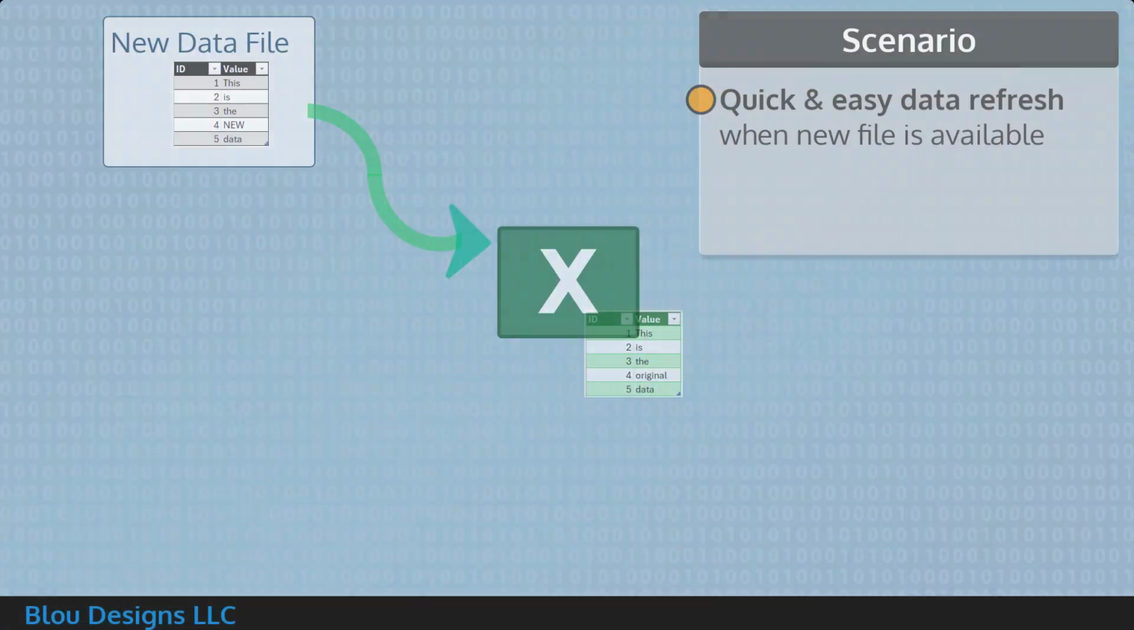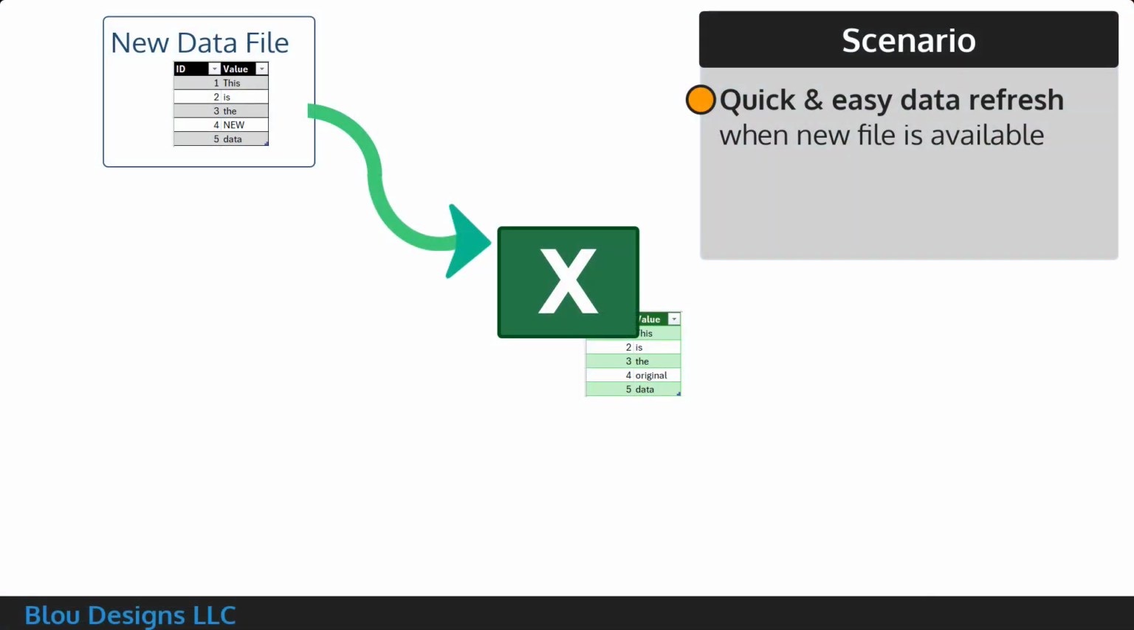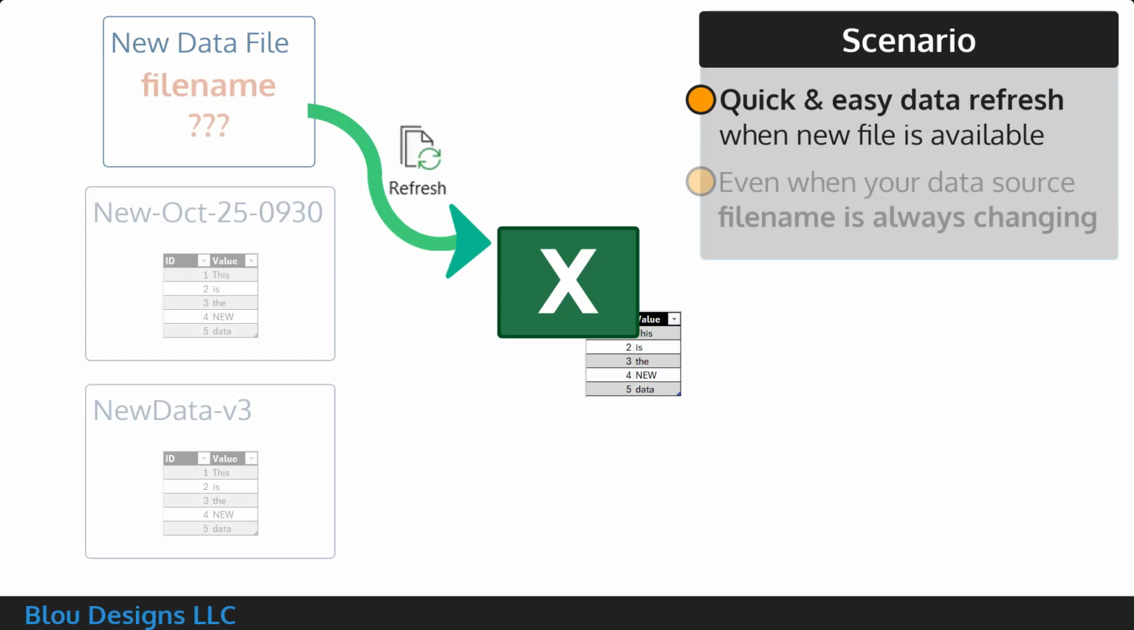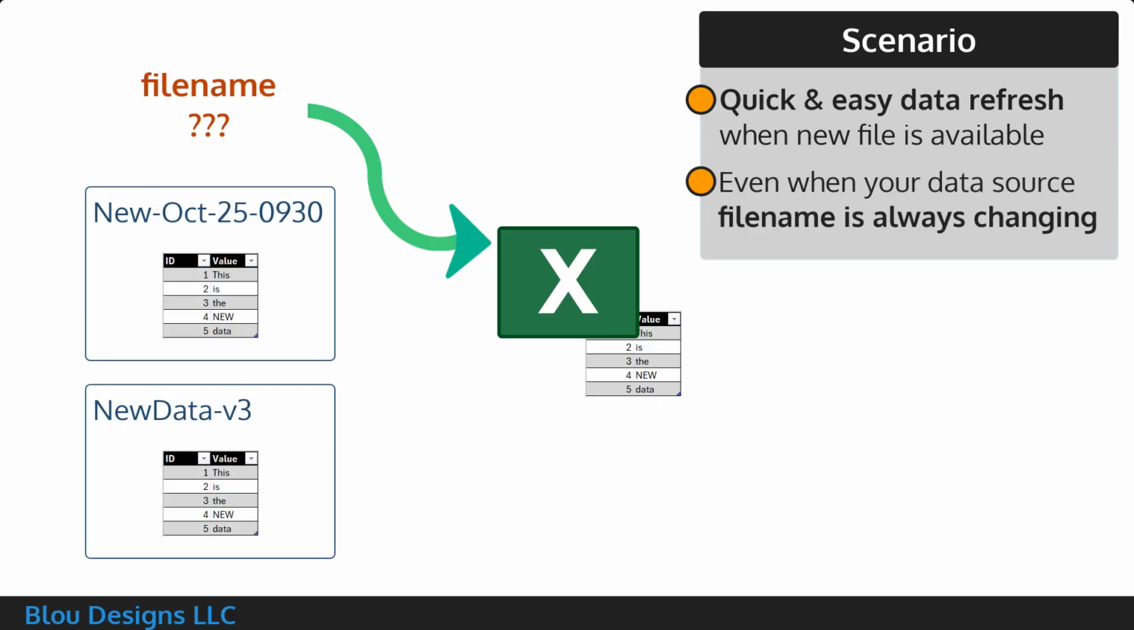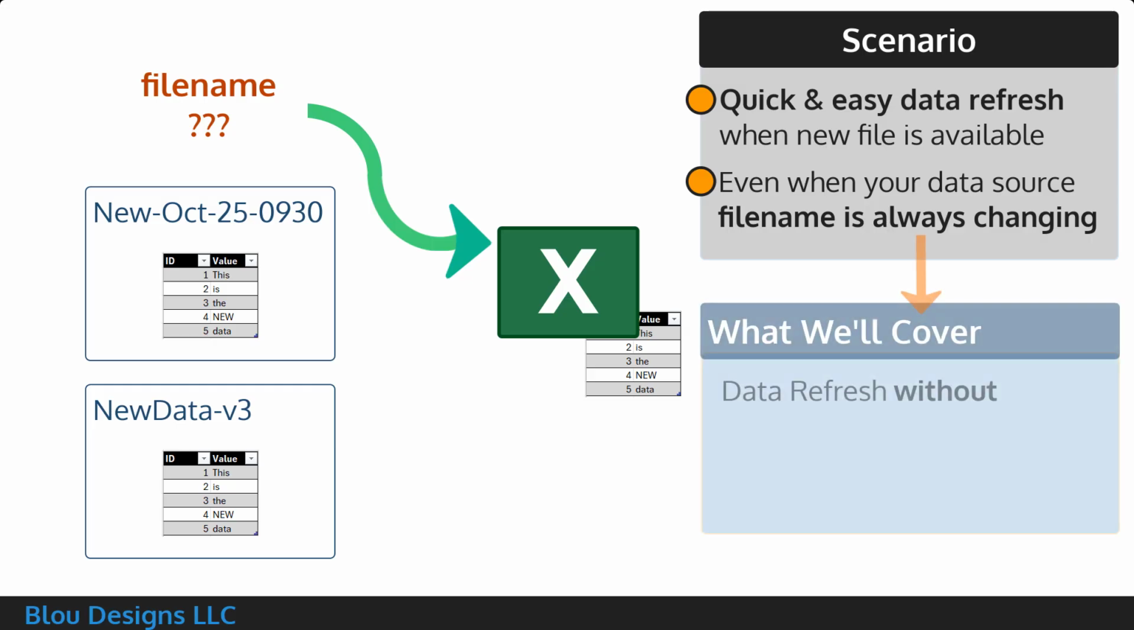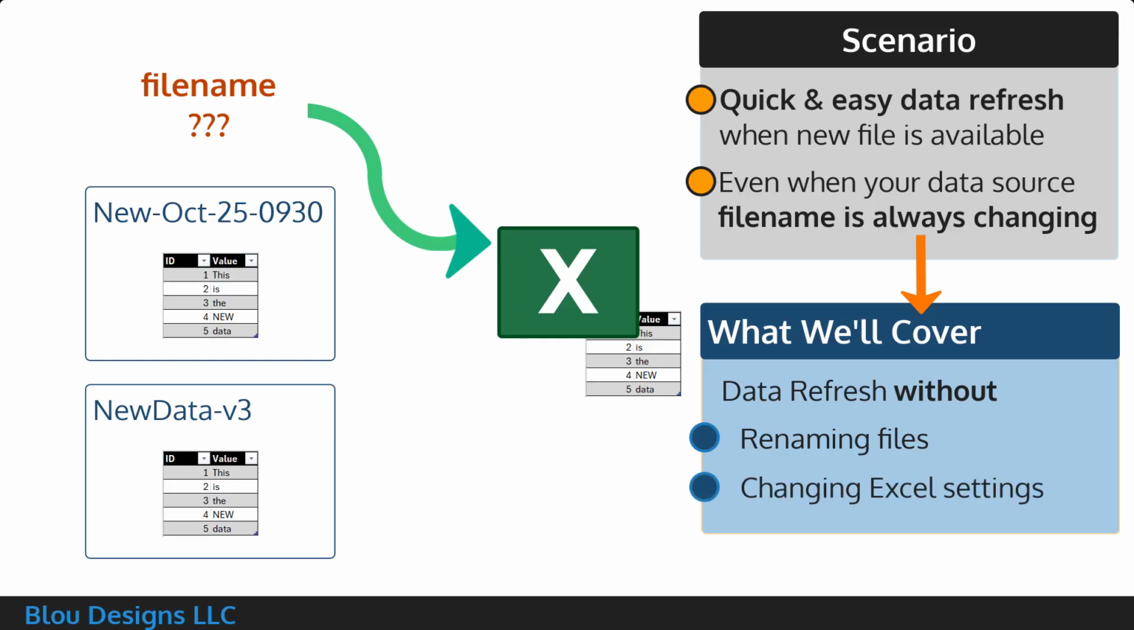Even when you're just using a single data file, you want a quick and easy way to refresh and update your workbook when a new data file becomes available. But what do you do when that file name changes due to something like a timestamp or sequence number? In this video, I show you a solution that lets you refresh without renaming files or changing Excel settings.